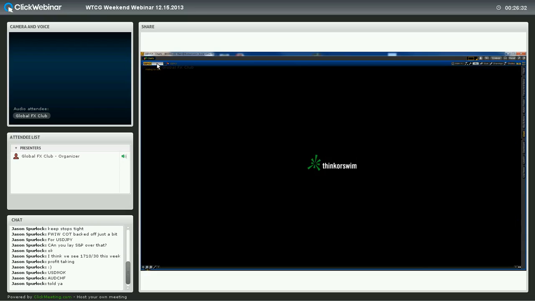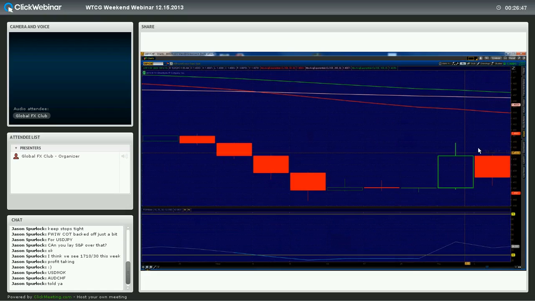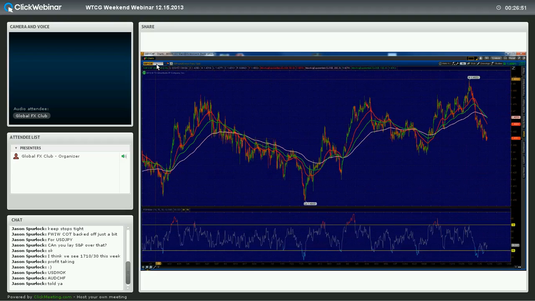Pound Swiss and then Euro Pound. Pound Swiss. Also, yeah, that's right. I looked at this one and didn't draw anything on it. Not interested in Pound Swiss either. 1.14, okay, this level down here. This level down here, maybe I'd start thinking about trying to buy it, but no thanks.